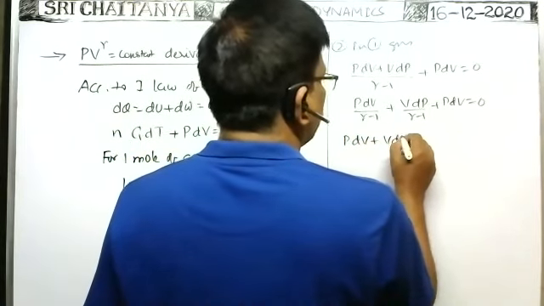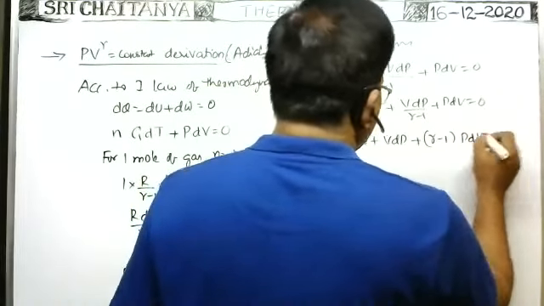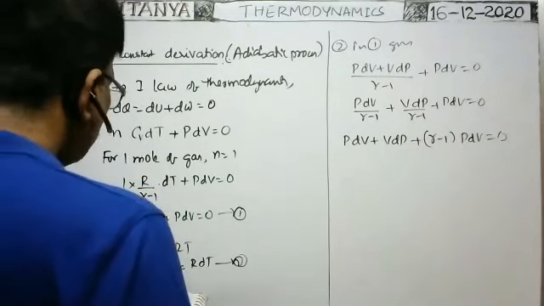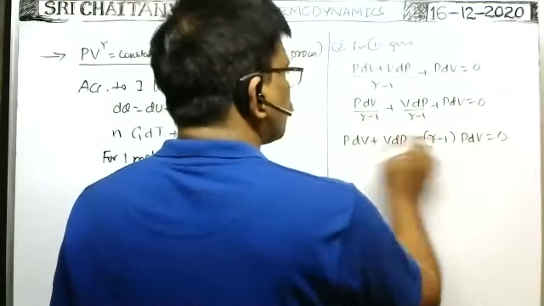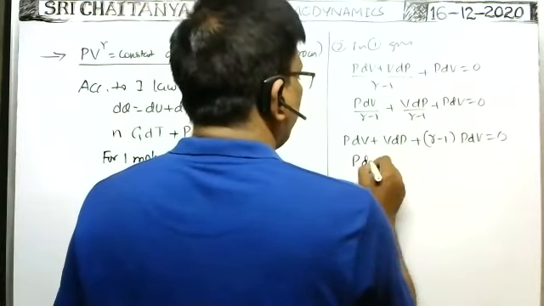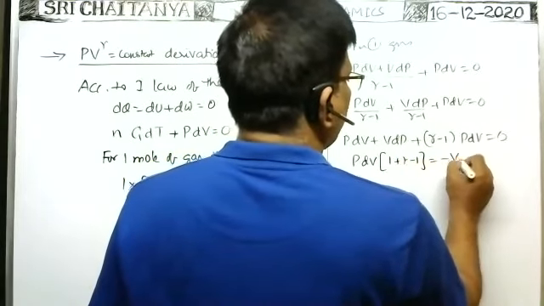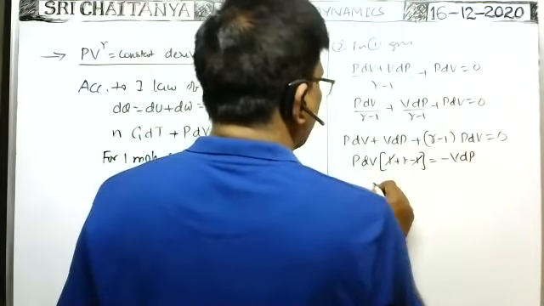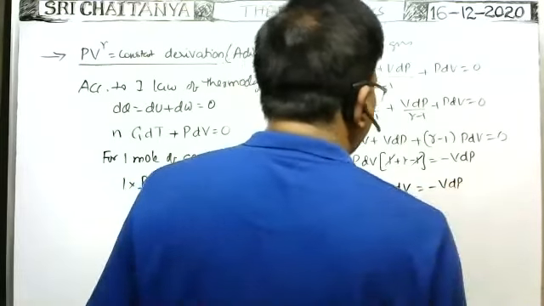PdV plus VdP plus (gamma minus 1) PdV is equal to 0. From this formula, it is PdV, PdV. In these two, you take PdV common: PdV of (1 plus gamma minus 1) is equal to minus V into dP. This VdP is brought to the right. Minus 1 plus 1 cancel. So gamma PdV is equal to minus V into dP.